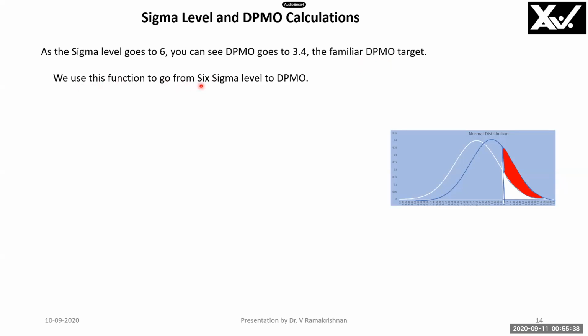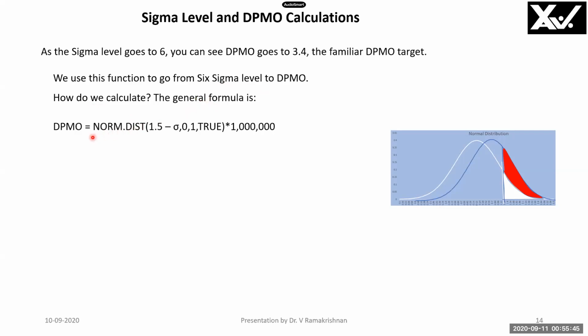We use this function to go from 6 sigma level to DPMO. We'll see here, how do we calculate? The general formula is DPMO equals NORM.DIST, open bracket, 1.5 minus sigma, sigma is that standard deviation, comma, 0 is the mean, and 1 is the standard deviation for the standard distribution curve, comma TRUE gives the area to the left, right? Multiplied by 1 million gives you the defects per million opportunities.